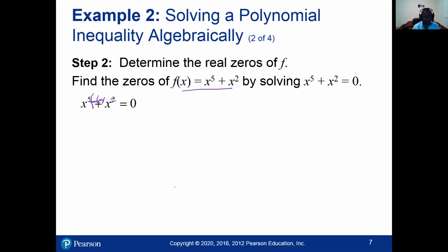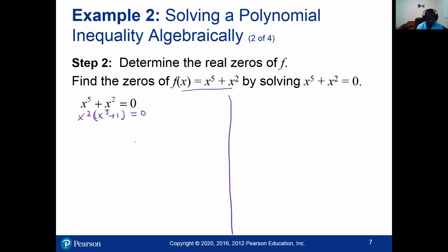So in solving for that, we need to factor the polynomial, and this is how we go about it. What's a common factor? Well, now we have x squared outside. So it will be x squared times x cubed plus 1 is equal to 0.